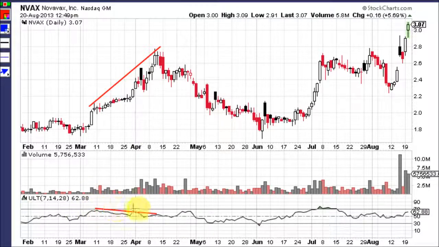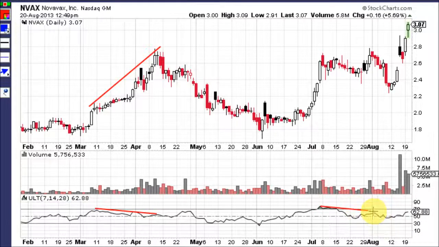So this bearish divergence in the Ultimate Oscillator, by going down at the highs, showed that the run was about over. And right here it became very bearish by dropping below 50. The next bearish divergence comes right here.